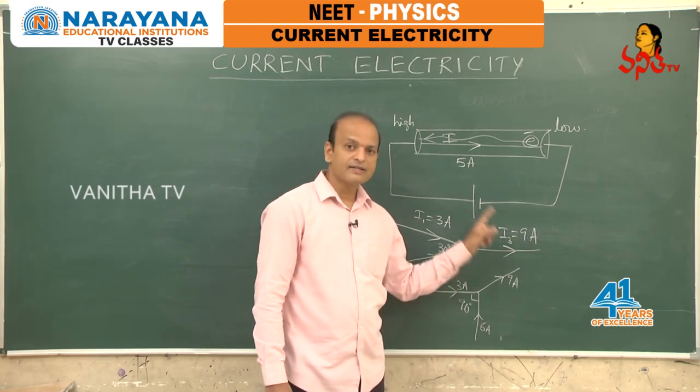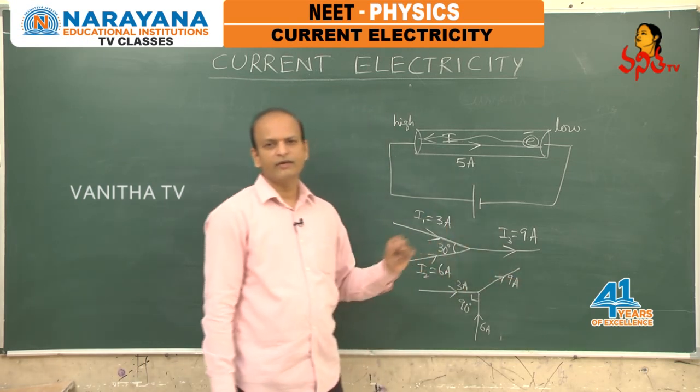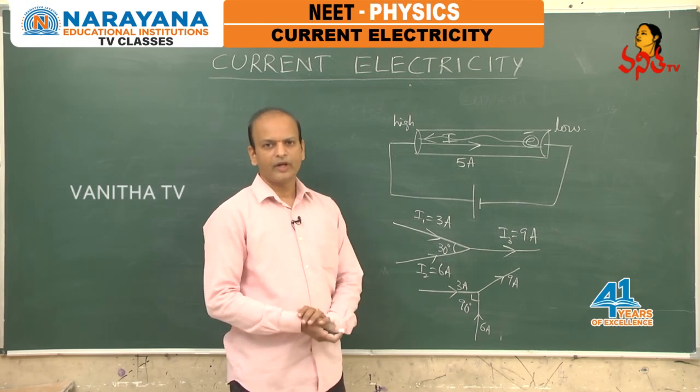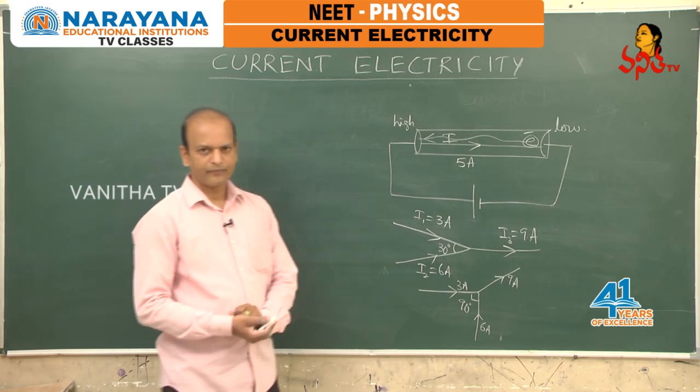If it were a vector, the result would have to change. The result is not changing, which means current is not a vector; current is treated as a scalar. So that is another point regarding the current.